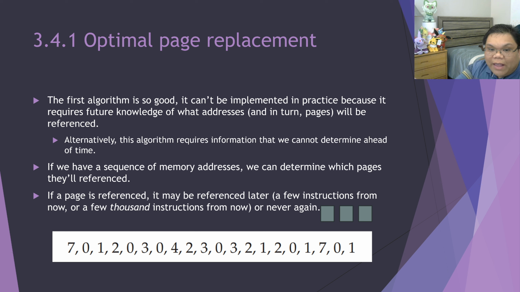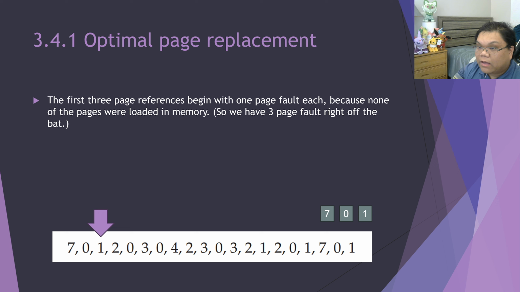If we have a sequence of memory addresses, then we can determine which pages will be referenced. We have a reference string, and we're going to be using that instead. If a page is referenced, it may be referenced later or never again. So, let's step through this reference string one page at a time.